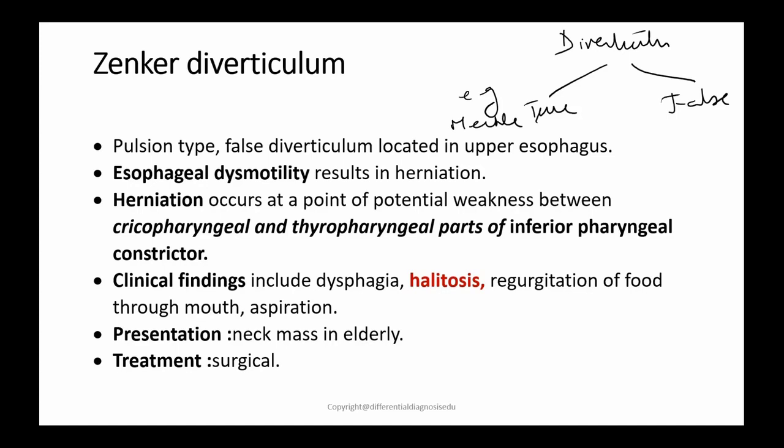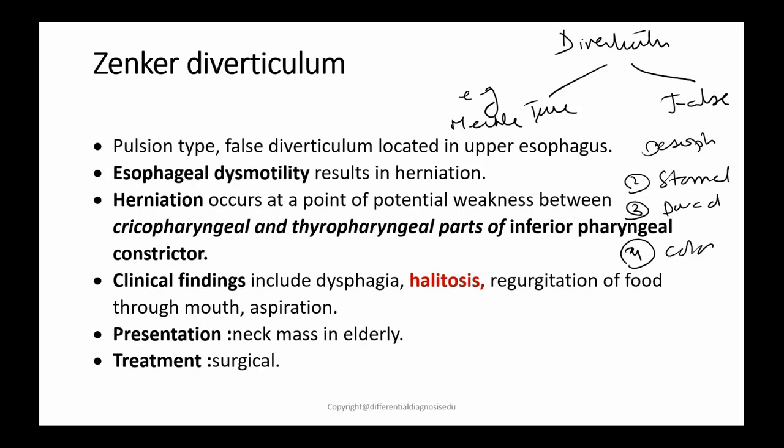False diverticulum is caused by outpouching of mucosa and submucosa only into the area of weakness. So all three layers are not involved. No muscularis externa. For example, if the diverticulum is present in the esophagus, stomach, duodenum, colon.